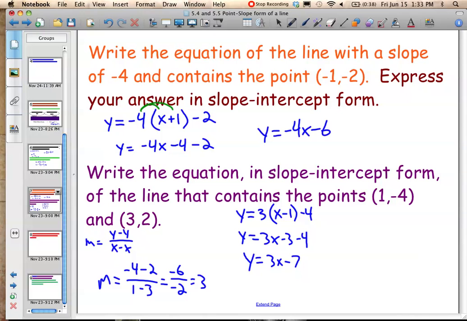Suppose you chose the other point. You do this. X minus 3 plus 2. If we distribute 3x minus 9 plus 2, and look at that. Do we get the same answer? Yes, we do. So does it matter which point you choose? Not at all. And if you're given 2 points, find the slope first.